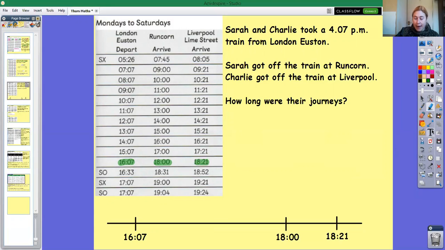So now we need to think about how long their journeys are. So I'm going to use a number line to help me think about this. You might use a number line or you might use another method. So here's one way to think about it.